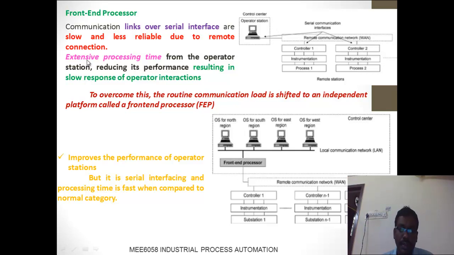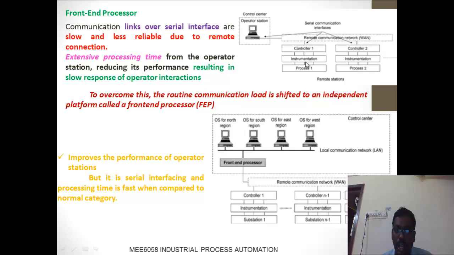To minimize the extensive processing time, we have a front-end processor. The root communication node is shifted to an independent platform. That means the wide area network transfers to the front-end processor, one intermediate processor or intermediate station. This intermediate station will take in all the data and process the data in parallel to all the operator systems. So here you can see the difference.